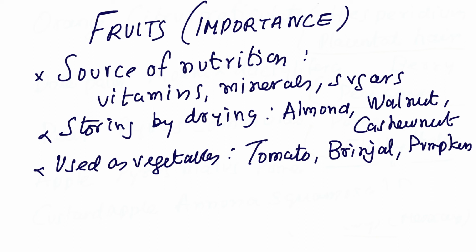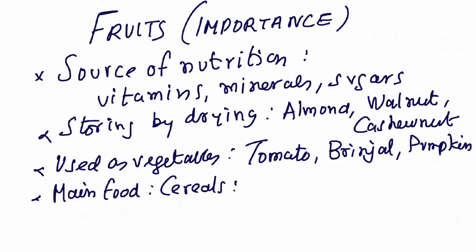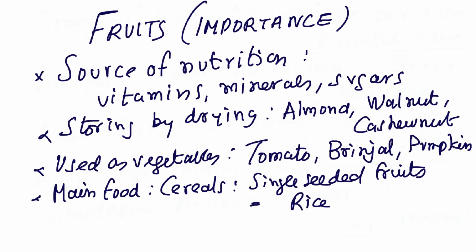Now a very important and very common fact is that cereals, which is rice, maize, all of those cereals, constitute one of the major food sources of humans, and most of them belong to the family Gramineae. And so the single-seeded fruits, rice, maize, all of them are actually fruits. That's a key point.